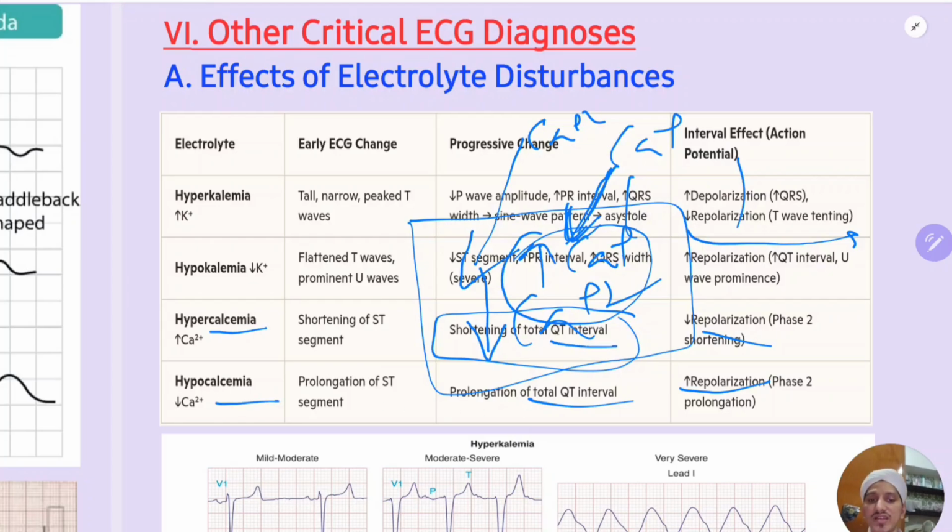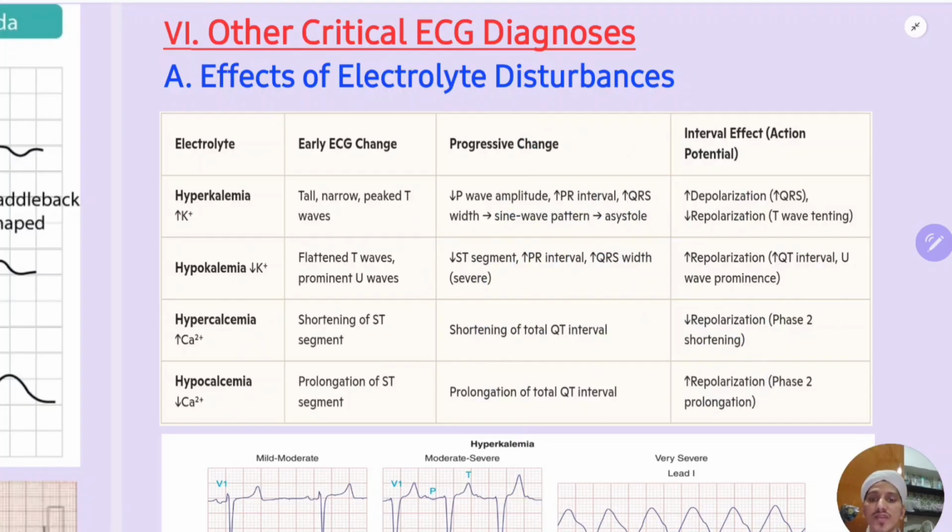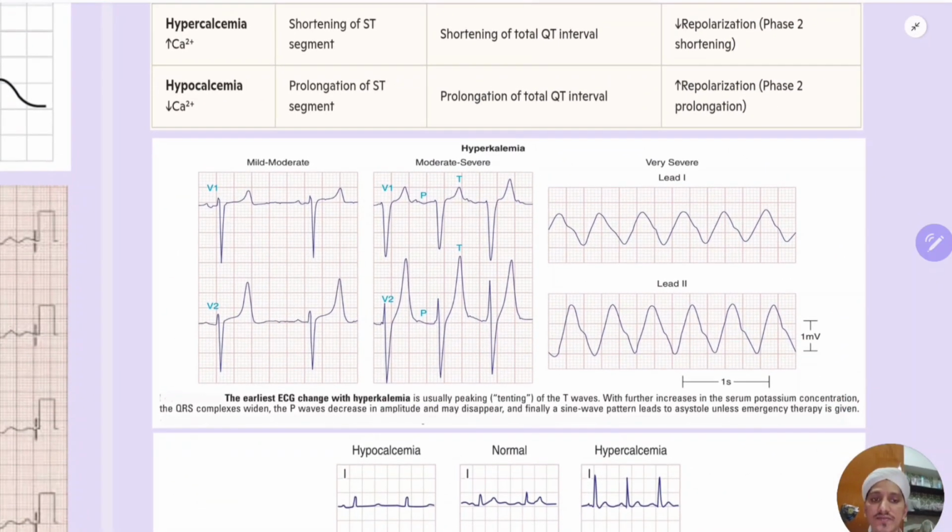When there is decreased calcium, there is increased total QT interval, and that is because of the plateau phase, which is responsible for the duration of repolarization. Now we will see the ECGs.